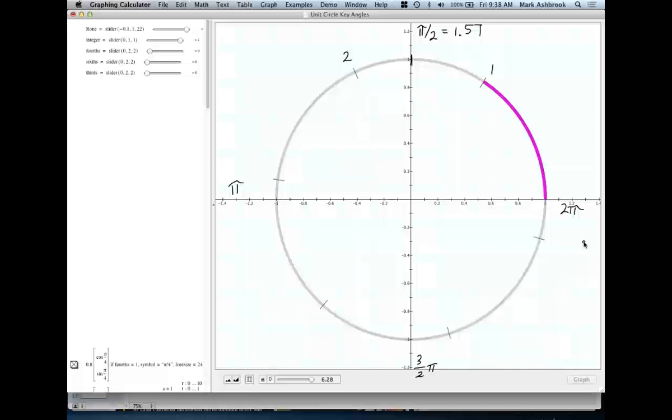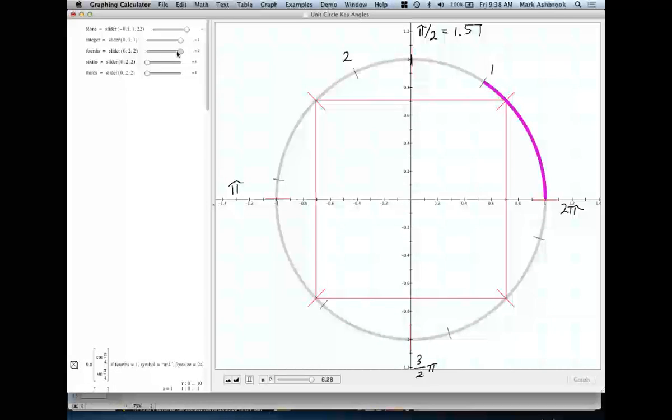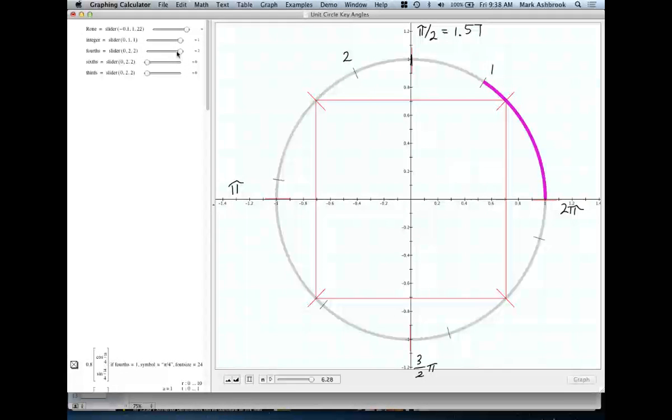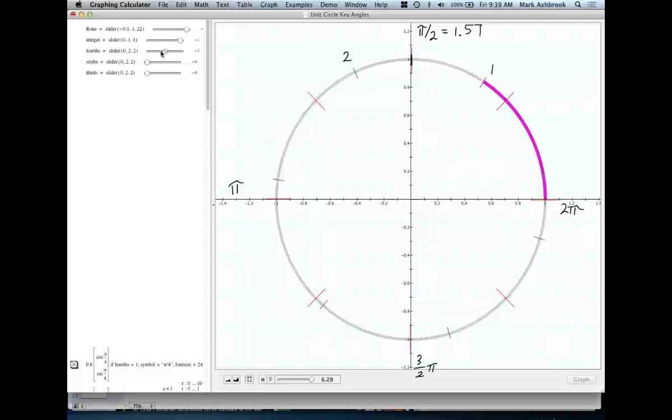Okay, so those are our first 4 angles that we've got. 0, pi over 2, pi, 3 pi over 2, 2 pi. And so what we can do then is cut those in half again. So what do we get right here? Pi over 4.